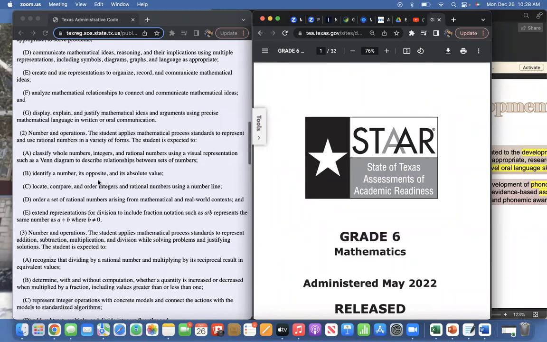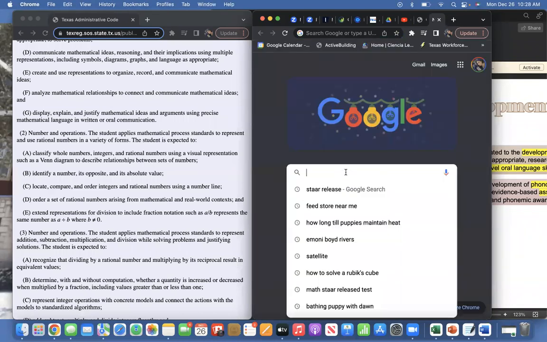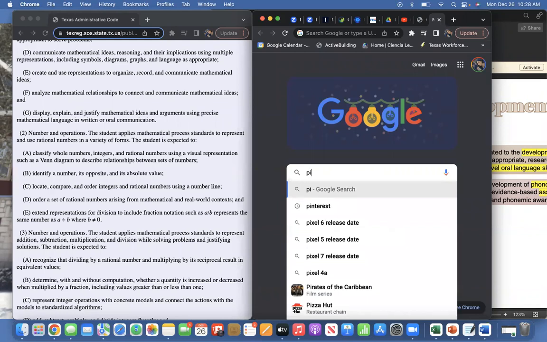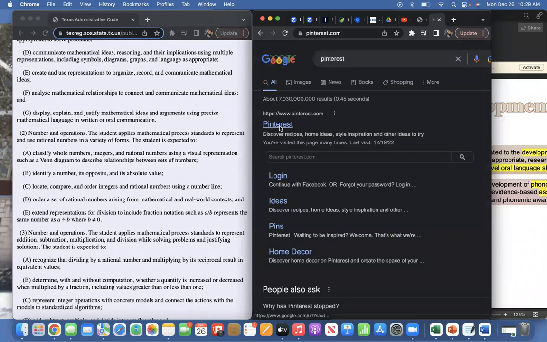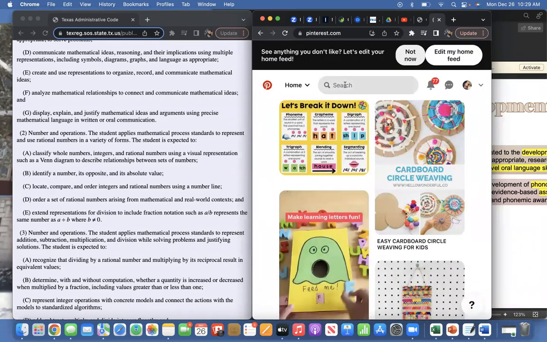So number operations: classify whole numbers, integers, rational numbers using a visual representation such as a Venn diagram to describe the relationship between sets of numbers. If they have to know and be able to do that, you have to know and be able to do that. So if you can't, you just need to look it up and draw a picture in your notes next to that so that you make it your own. You're making it your own for your brain in the creation of your study document. It's that tangible creation of the neurological pathway with you writing it down and making connections, drawing pictures. So Pinterest is really great for us teachers because teachers utilize it so incredibly much.